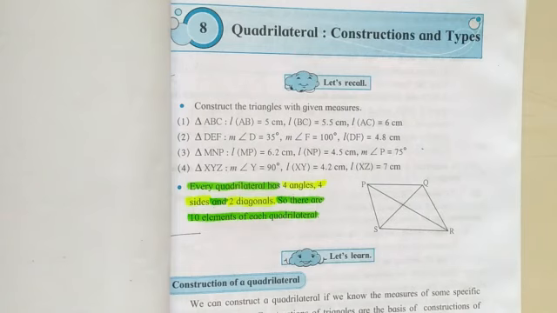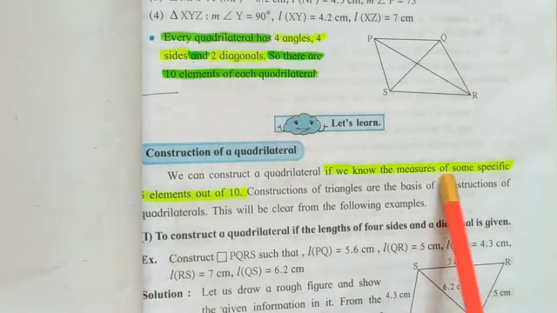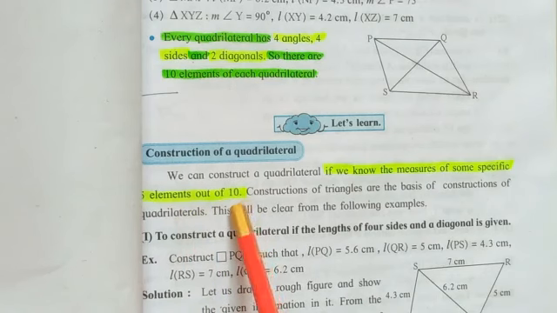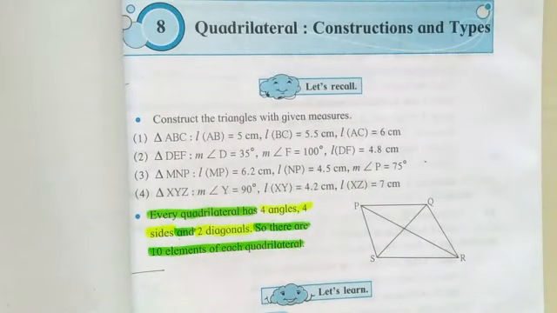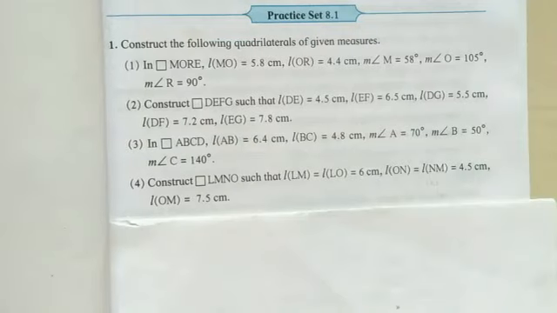But students, how are we able to draw or construct this type of quadrilateral? Among these 10 elements, if we have the measurements of 5 elements, it means if we know the measurements of some specific 5 elements out of 10, then we can easily construct the quadrilateral. That is what we are going to see in our unit number 8, how to construct the quadrilateral and which are the types of quadrilateral. So let's start our first practice set.